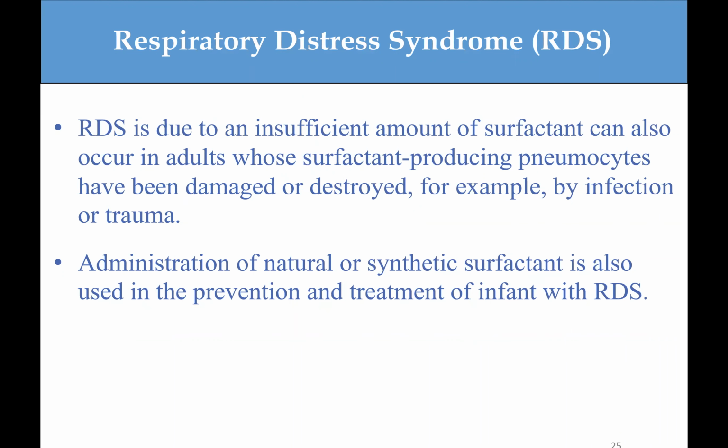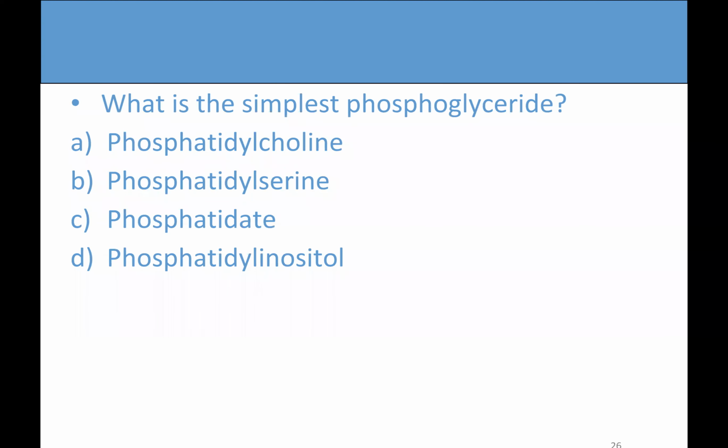And now I have some questions to kind of see if you got what we were talking about. So the first one is, what is the simplest phosphoglyceride? Can someone answer? Yes, the answer is C, phosphatidate. And the other 3 are just examples of phosphate-containing lipids.